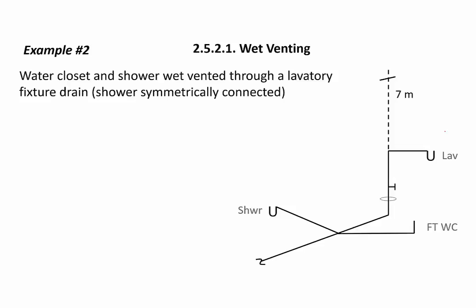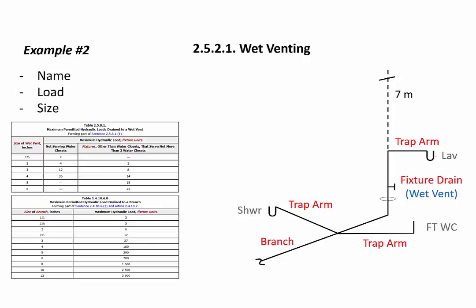Okay, here's an example where we have typical washroom fixtures. We have a flush tank water closet and a shower wet vented through the lav. So we'll start with our naming. Trap arm for the lav, trap arm for the shower and the water closet. And now we'll get the loads from table 2493. So flush tank water closet is 4. 1.25" we'll assume for the lav is 1 fixture unit, and 1.5 for a 1.5" shower, 1 head.